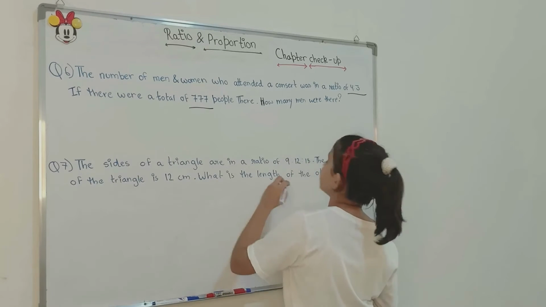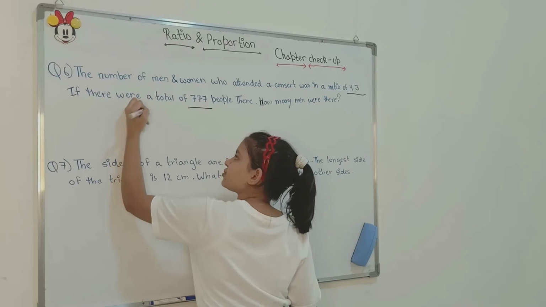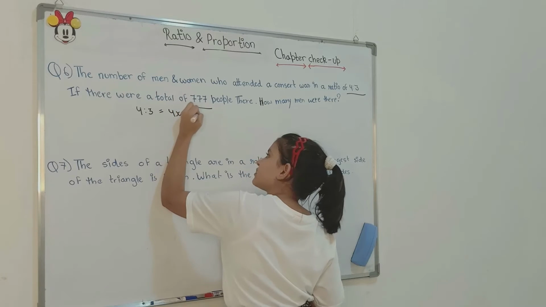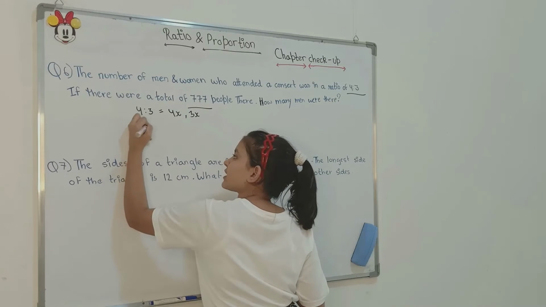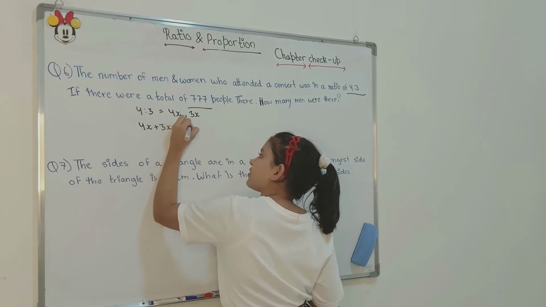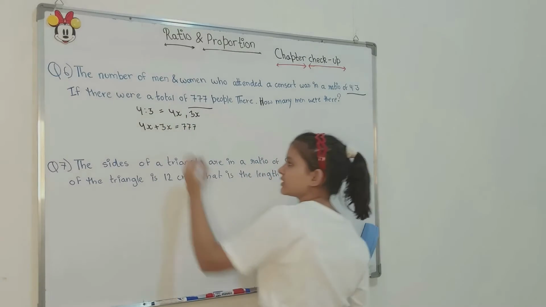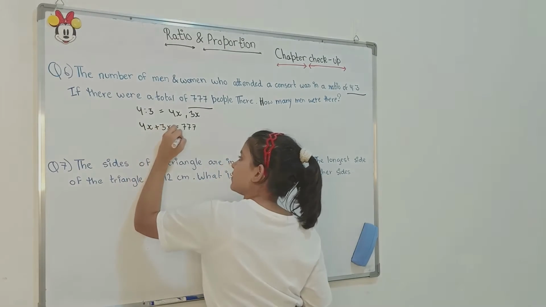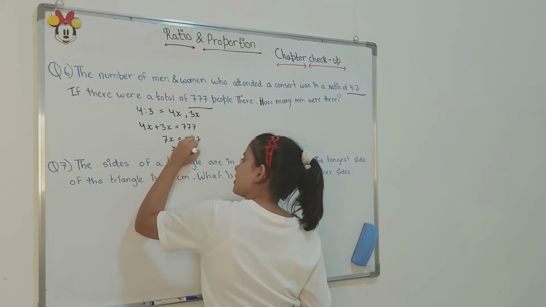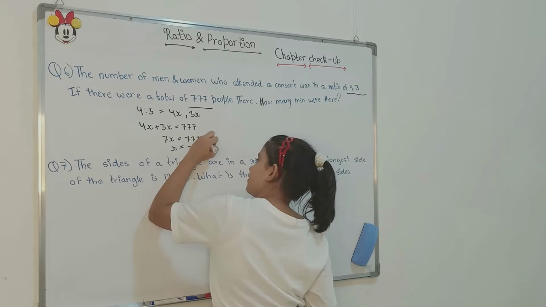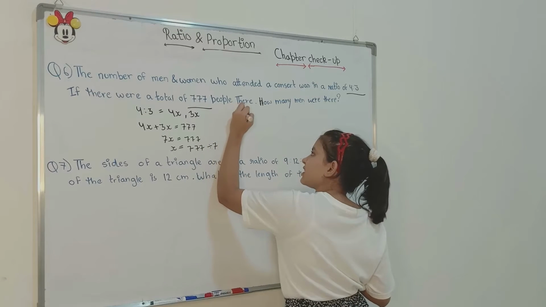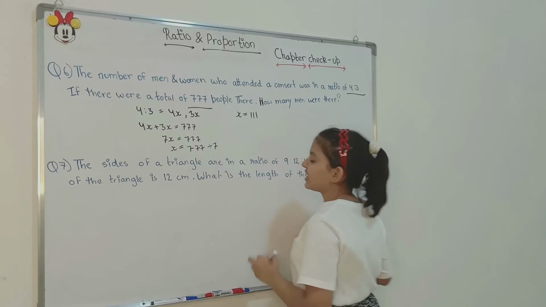So first we'll write, so 4:3 would be like 4x and 3x. Then 4x plus 3x is equal to 777. Now you have to add them. So 7x is equal to 777. So x is equal to 777 divided by 7. So when we divide them, x will be 111.